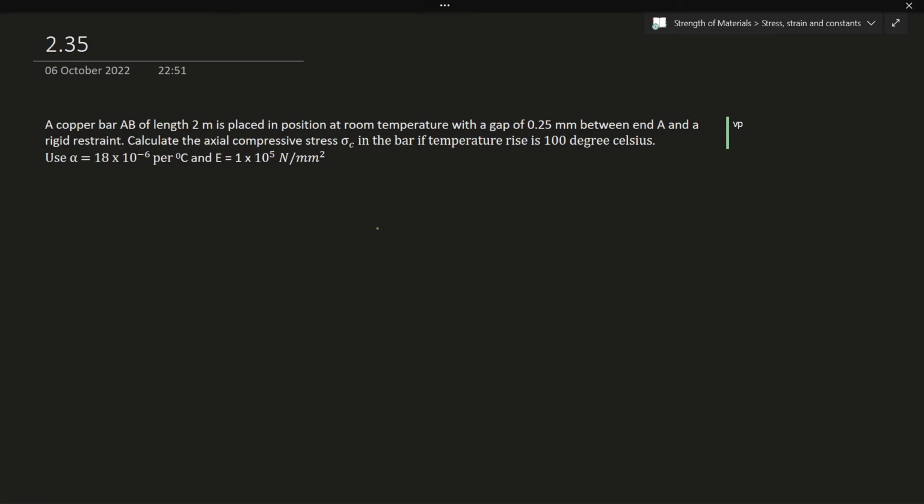Again, we'll have a copper bar AB of length 2 meter placed at room temperature with a gap of 0.25 mm between end A and the rigid restraint. Okay, I'll have something like this. I'll have a bar, I'll have A and B, and we have a gap of 0.25 mm here with the rigid support. So here one of the ends is rigid, so we'll have 0.25 mm here, and the length is 2000 mm.